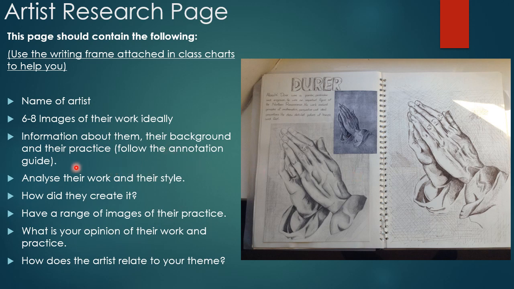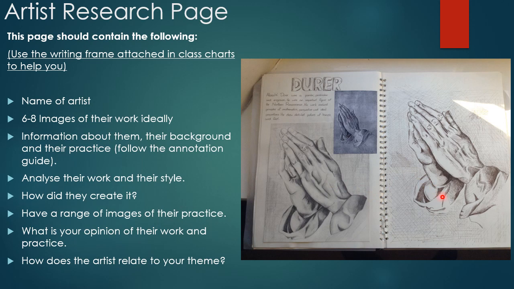Information about them, their background, analyse their work, their style, how did they create it, and answer a few more of these questions. Can you see on this example here, so take this page just for example, we've got the title, we've got the image, we've got a small paragraph. I would like a little bit more writing than this, but I have got a beautiful artist copy here, absolutely stunning. That's what I want.